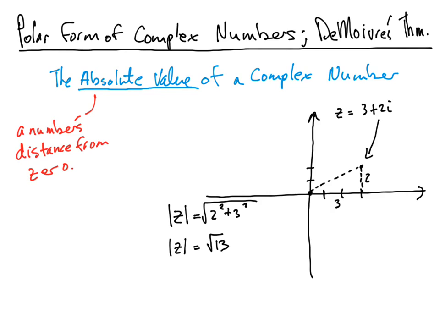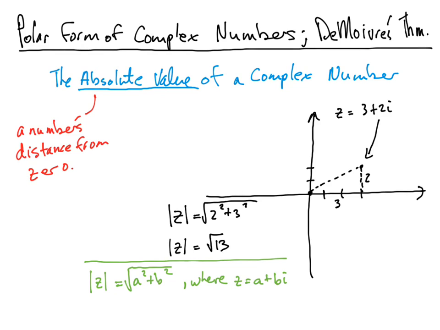In general, if we want to find the absolute value of a complex number z, we're going to say a squared plus b squared, and take the square root, where z is equal to a plus bi. Okay, so if we have a complex number z written as a plus bi, to find the absolute value of z, we take the a value and the b value. Notice here how it's just the b value. It's not bi that's getting squared.